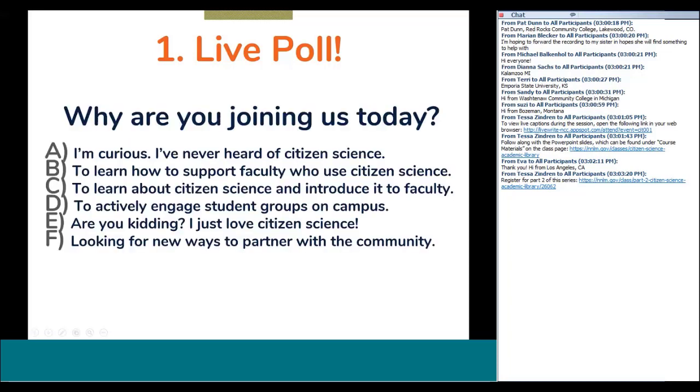And then for our next poll, we'd like to know a little bit about why you're joining us today. So the key to these letters are on the slide. So A, I'm curious, I've never heard of citizen science. B, I want to learn how to support faculty who use citizen science. C, I want to introduce citizen science to faculty. D, I want to engage student groups on campus. E, I just love citizen science. And F, I'm looking for new ways to partner with the community. And feel free to pick as many of these as you think apply.